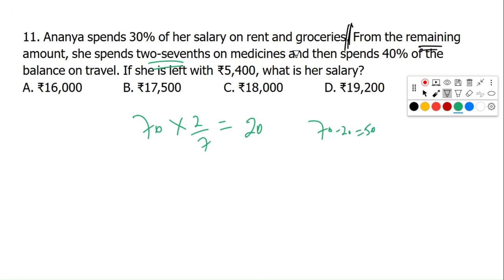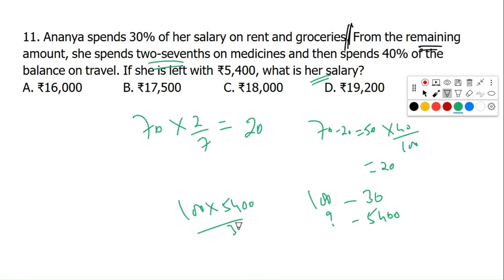50. And then she spends 40% of the balance on travel. So 40% of 50 will be how much? 20. So how much is she left with now? 30. If she is left with 5,400, what is her salary? We started with 100, finally she has 30 rupees. If she actually has 5,400, what is her salary? Quickly cross multiply to get the answer.